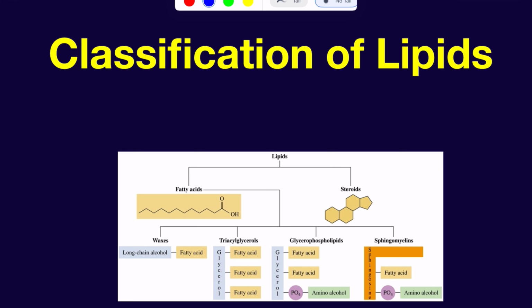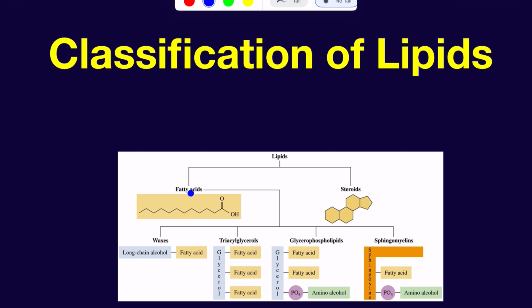So let's go ahead and classify the lipids. When we look at the lipids, we can put those into two categories, where one of the categories is going to be the fatty acids and the other category is going to be the steroids. So let's come down to the fatty acids for a minute.